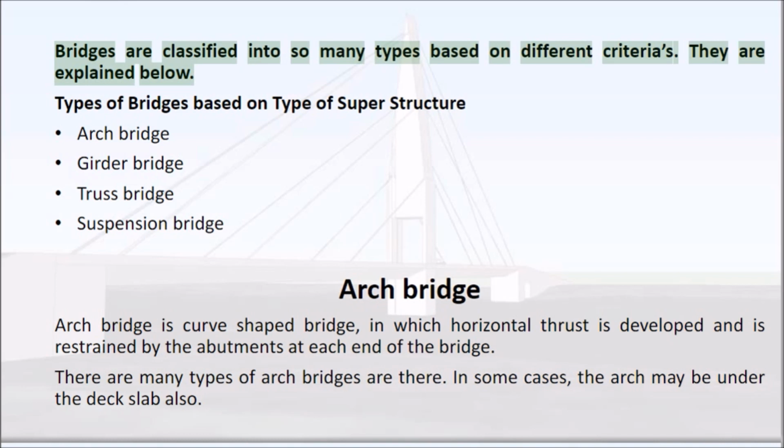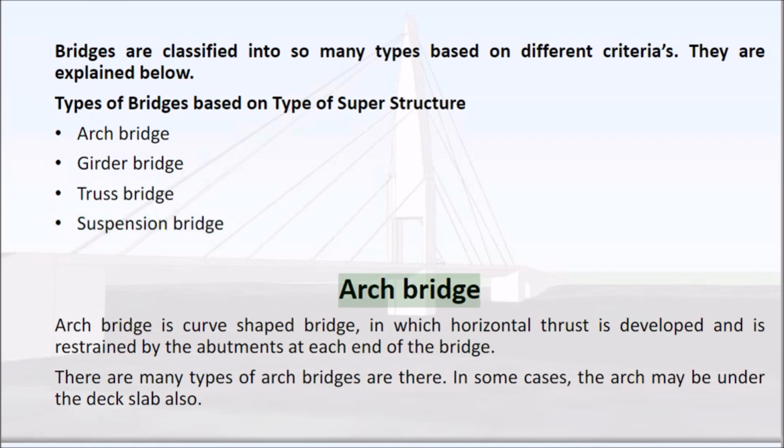Bridges are classified into so many types based on different criteria. They are explained below. Types of bridges based on type of superstructure: arch bridge, girder bridge, truss bridge, suspension bridge.